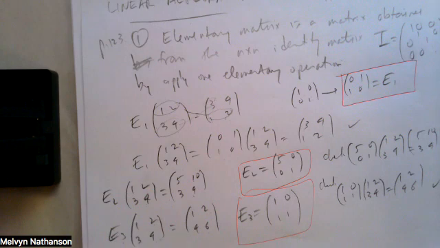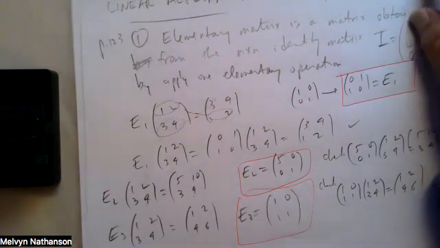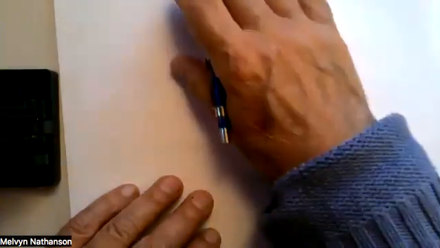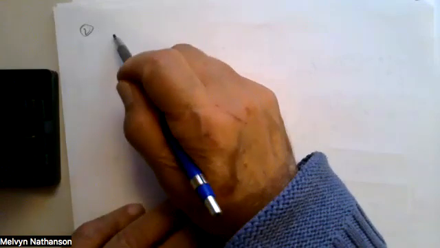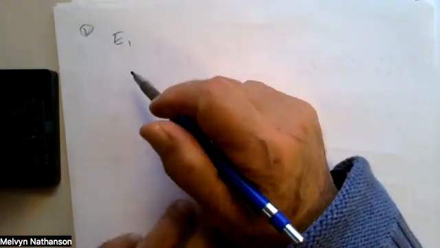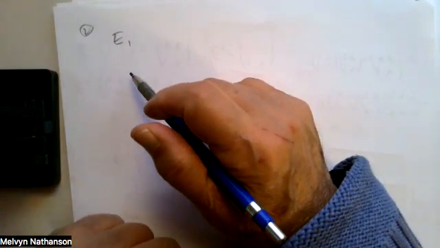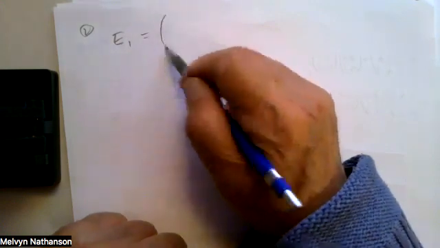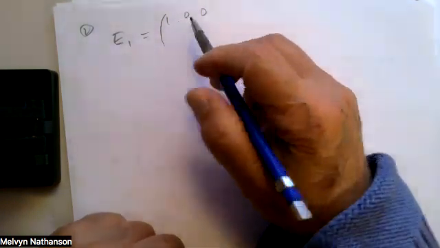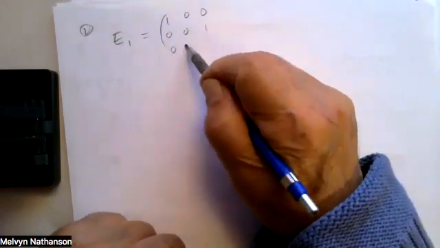So that's problem 1. Problem 2 is to consider certain elementary matrices and find the inverses. So these are 3 by 3 elementary matrices. E1 is the matrix 1, 0, 0, 0, 0, 1, 0, 1, 0.